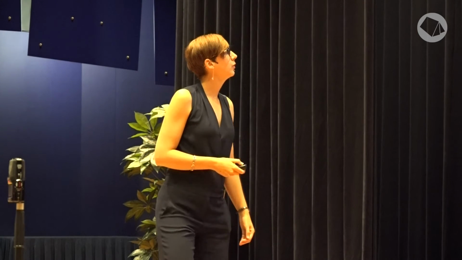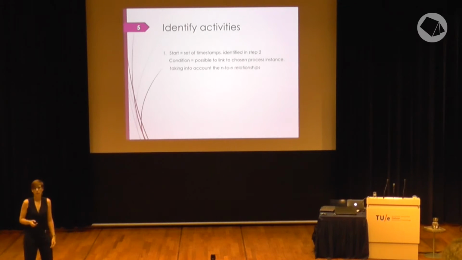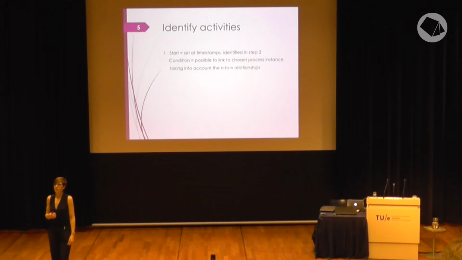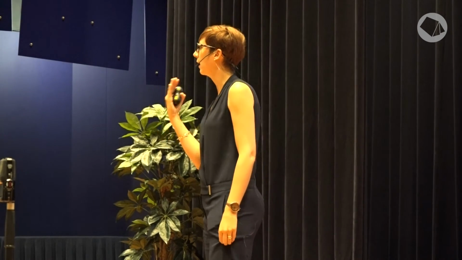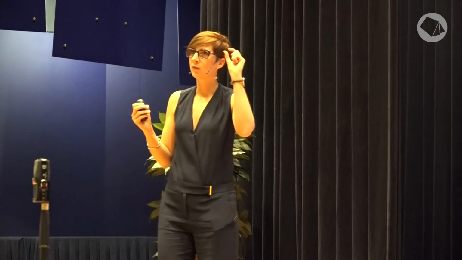And now we have, of course, to check whether we can link those cornerstones to the selected process instance. So the start of this step is the set of timestamps that we selected in step 2, so those cornerstones with the tables and the timestamps in those tables, but with a small checkup: can we still link all those identified cornerstones to the selected process instance?